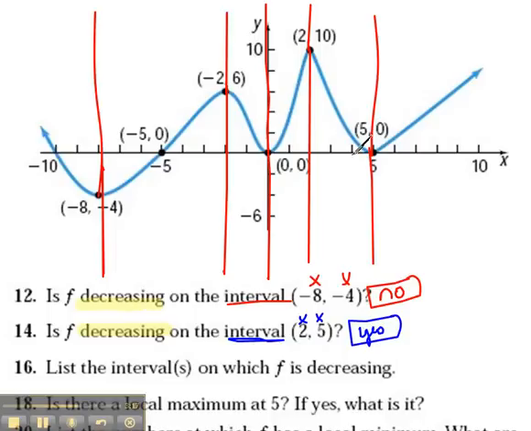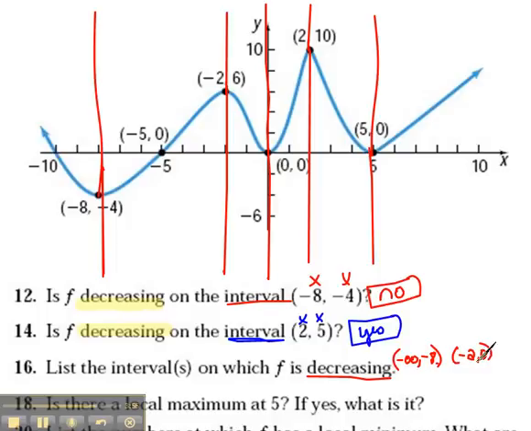So this one says, list the intervals on which f is decreasing or going down. Well, at this part of the graph, it's going down, starting over here at -infinity and going all the way over to an x value of -8. Remember, we name intervals using the x values only. Then it turns around, it goes up. That's increasing. We want decreasing. Then it goes back down again, so starting at an x value of -2, stopping at an x value of 0. So from -2 to 0, it is also decreasing.